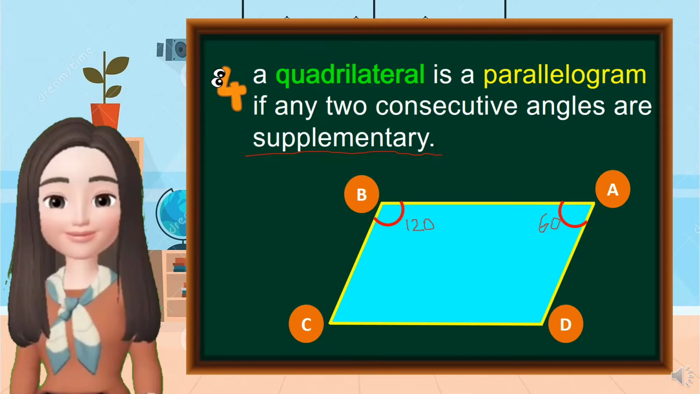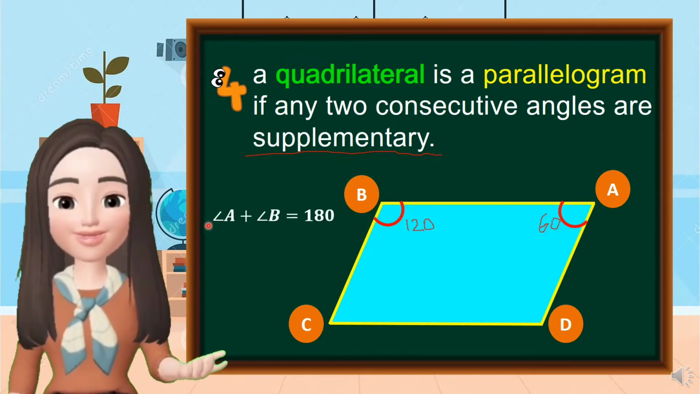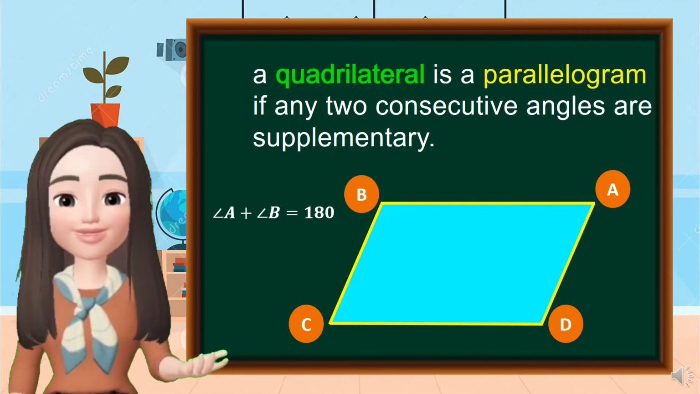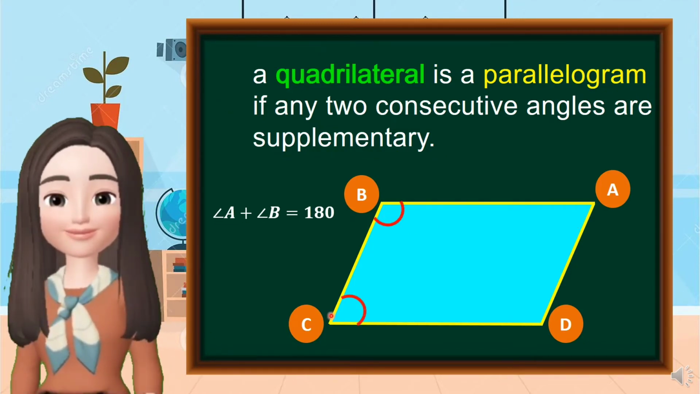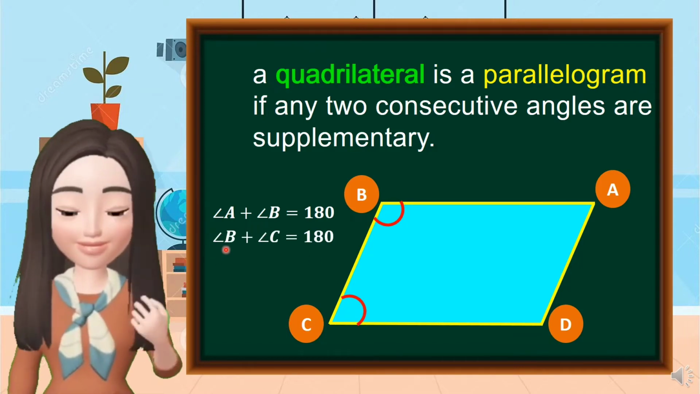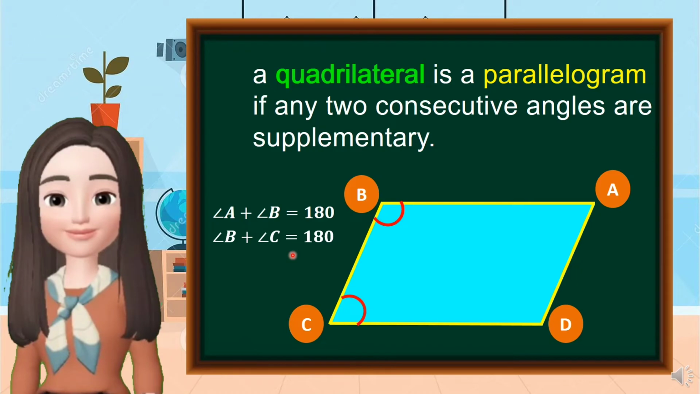Why? Kasi for it to be supplementary, kapag pinag-add natin ang dalawang angles na to, dapat mag-total siya sa 180 degrees. Did you understand? Okay. By the way, it is written as angle A plus angle B is equal to 180 degrees. Another consecutive angles are angle B and angle C. Magkasunod ding angles yan, di ba? So dapat ito din ay magto-total din ng 180 degrees. And that is written as angle B plus angle C is equal to 180 degrees.